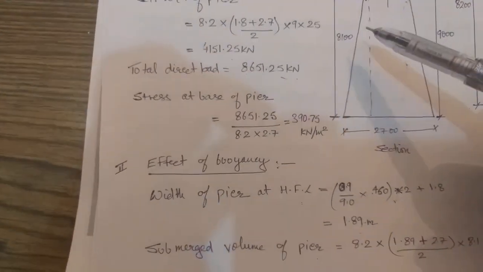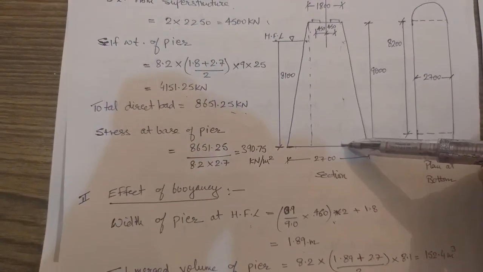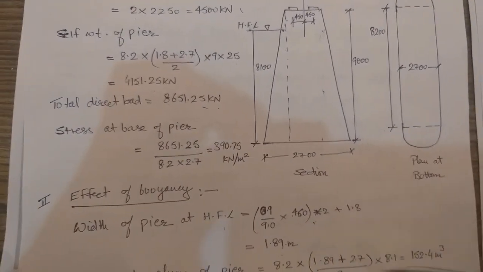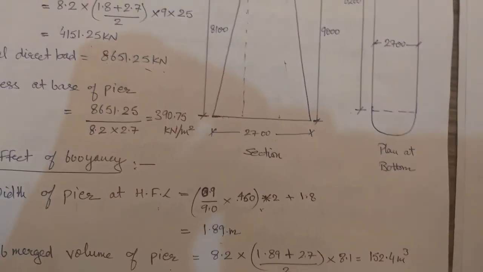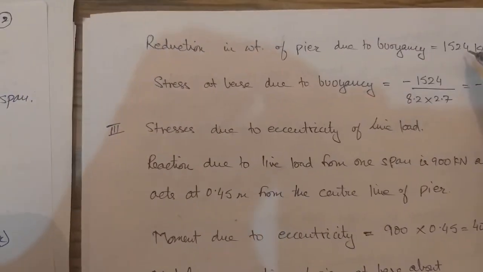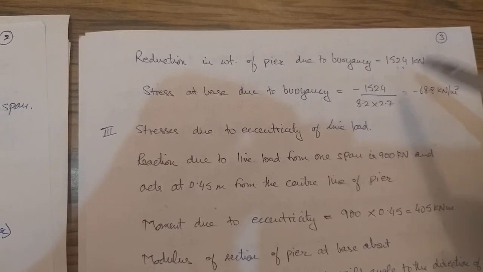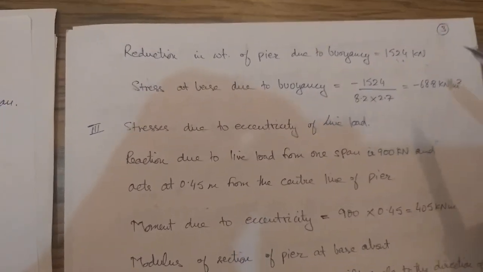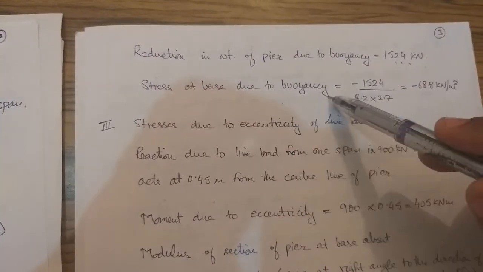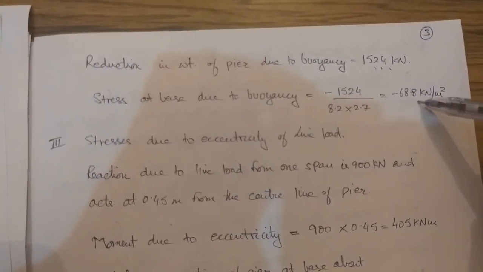Then for buoyancy, you can calculate the submerged weight. That means this is submerged in water, so you can calculate the weight of the water. This gives me the volume of this portion as 152.4. 10 kilonewton per meter cube is the density of the water. So that gives me a load of 1524 kilonewton. Sorry, upward: the buoyancy gives you the lifting, so this is a negative effect. Stresses at the base due to buoyancy is again over the base surface area, 8.2 and 2.7, you all know that. So it comes out to be 68.8 kilonewton per meter square.